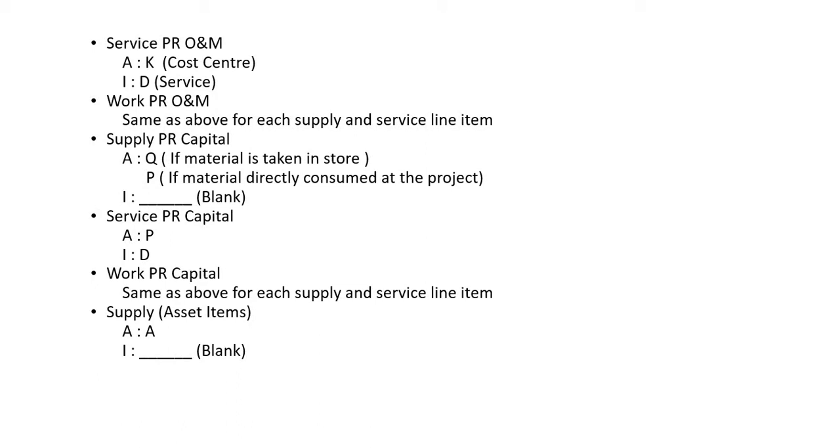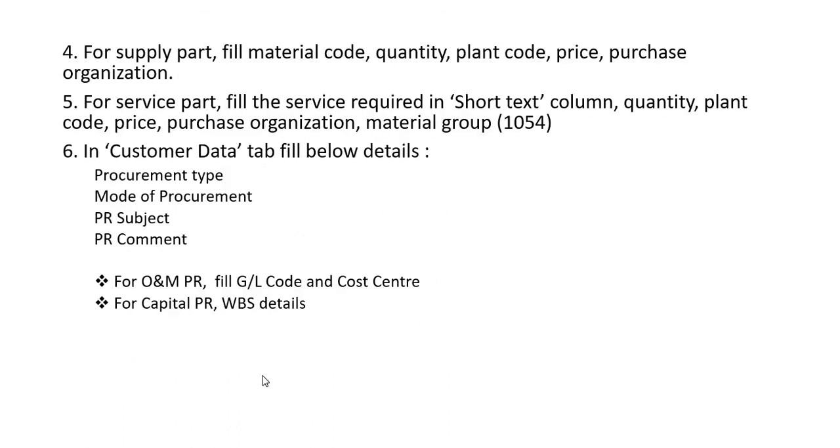Now similar cases will be in work PR capital. Now the last case is the case of procurement of asset items. All the material codes for fixed asset items will be created by the IT team and will be in the series of 4:4. In the procurement of the asset items, that is the fixed asset items, we'll take A, that is for asset, in the column of account assignment, and I will be blank.